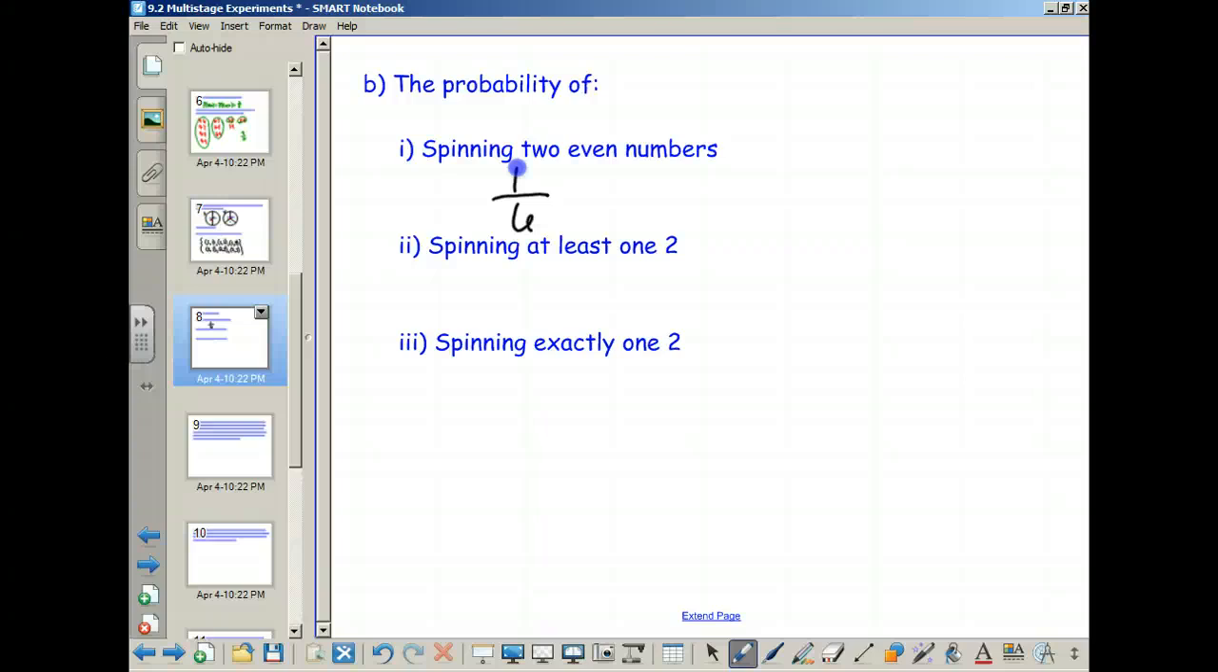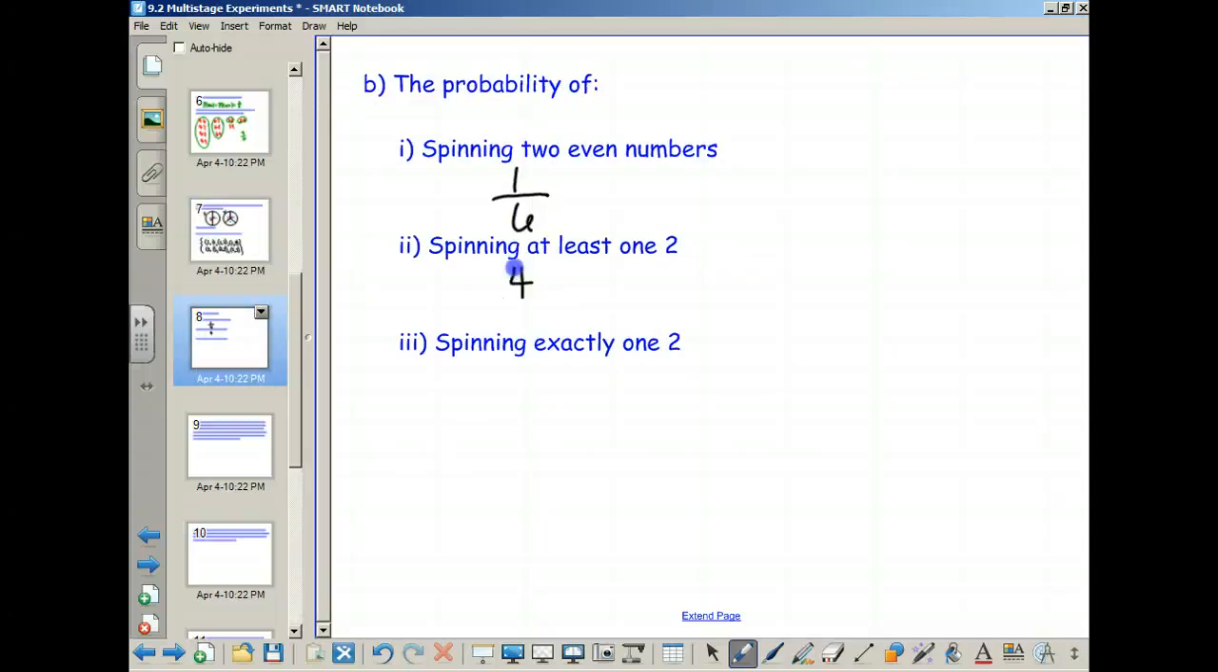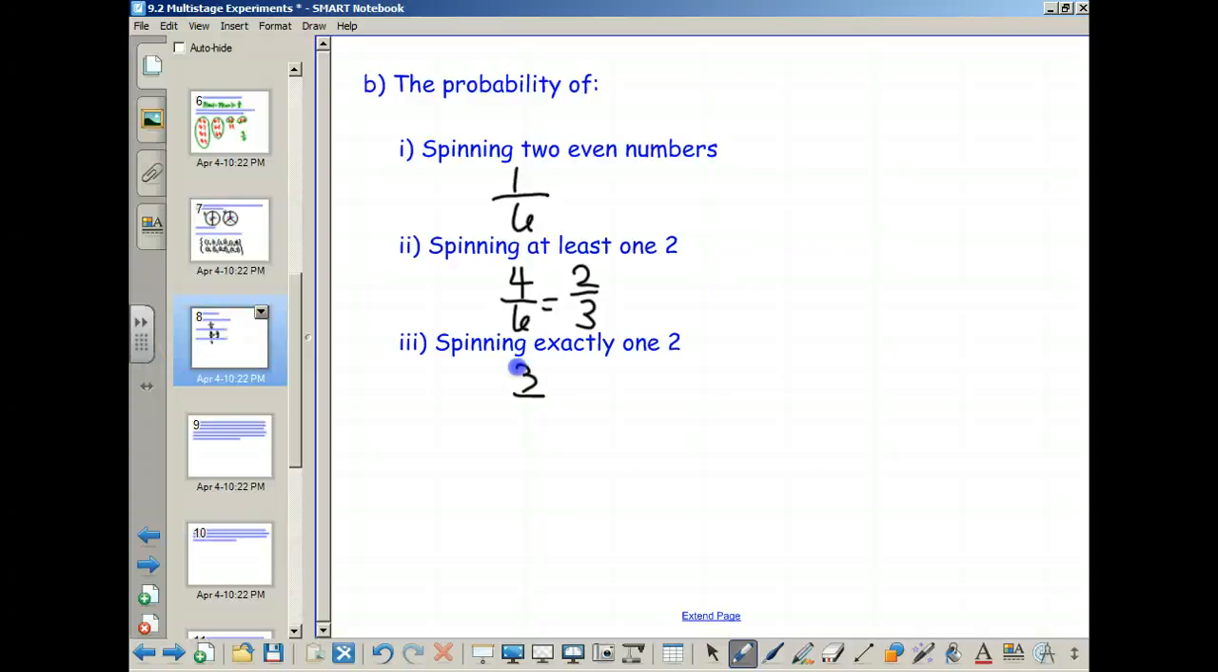Next it says spinning at least one 2. 4 out of 6, right? There's 4 of these different options down here that have at least one 2 in them. So we have 4 out of 6, which we would reduce to what? 2/3. How about spinning exactly one 2? Right, 3 out of 6, because we would exclude this option here that's 2, 2, because that has more than one 2. The other 3 had exactly one 2. So this would be 3 out of 6, which Sarah told us reduces to 1/2, which is correct.